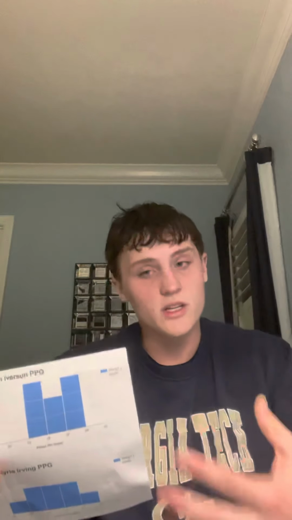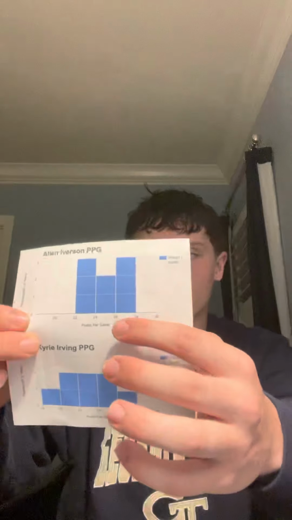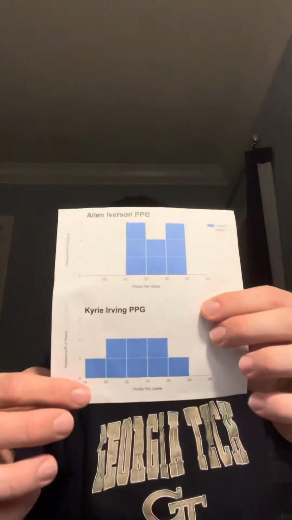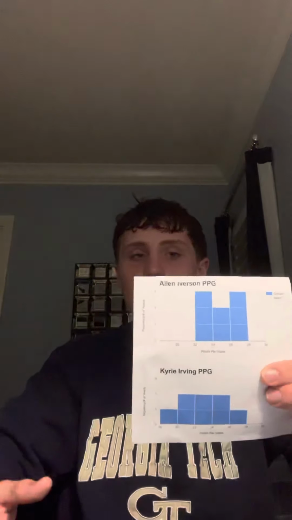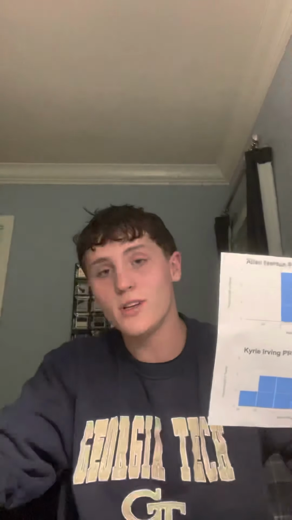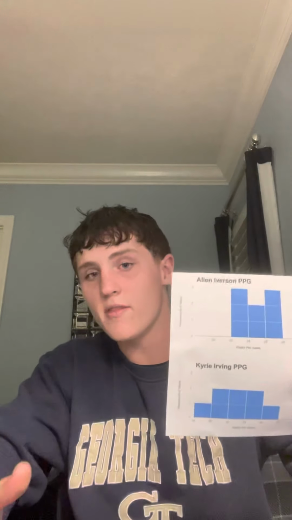Anyways, Allen Iverson is better in the histogram in points per game because he has a higher minimum in comparative to Kyrie's minimum. He also has a higher maximum, which you can't see in the histogram, but if you looked at the data, it would be 27.6 to 27.4.